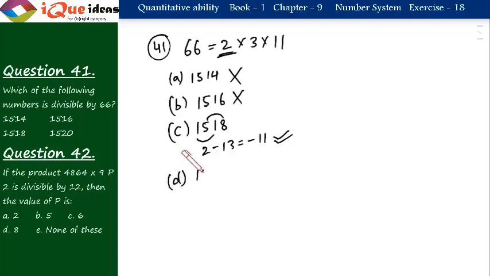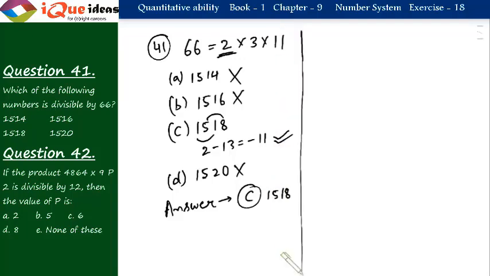You can check for D also, 1520. This is divisible by 2. 1 plus 5, 6 plus 2, 8 is not divisible by 3. So the answer of this question would be option C, that is 1518. Okay.